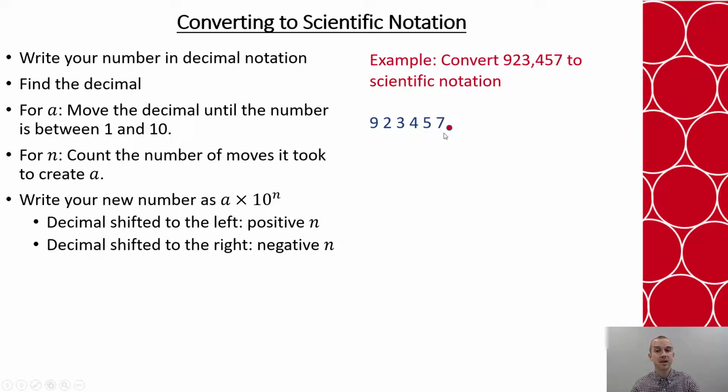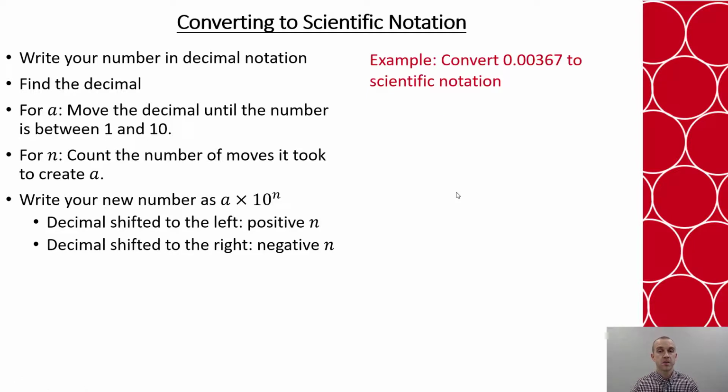Now I'm going to count as I move to create my number for a. So that's 1, 2, 3, 4, 5 moves to the left. So my n would be a positive 5. So my a value, 9 and 23,457 hundred thousandths, my n value, positive 5. I put them together for scientific notation, and here I have 9 and 23,457 times 10 to the 5th. It's the same number, just written in scientific notation.